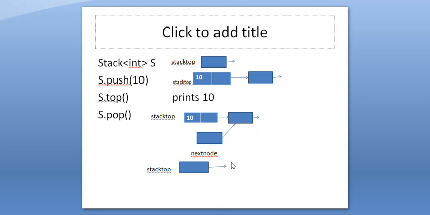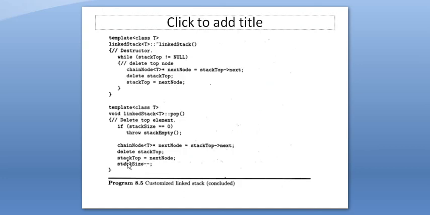Now we don't have any element, and also stack size should be decremented by 1. Previously you had one element, now this becomes 0, so you don't have any element. This is how the pop function works.